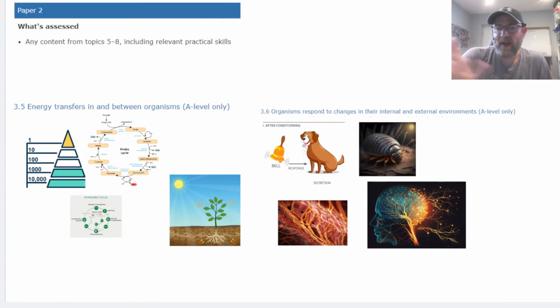And then in paper 2, energy transfer, so respiration, photosynthesis. You're going to do the nitrogen cycle. If you were a combined scientist, you didn't do the nitrogen cycle, but at A level, you have to do the nitrogen cycle in a lot of detail, but you're also going to look at respiration.